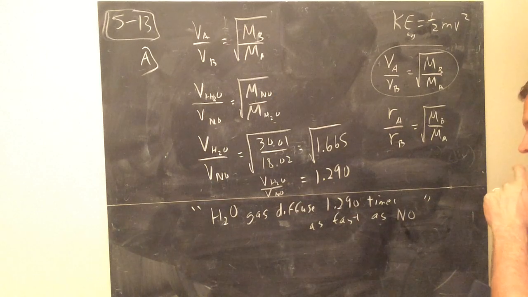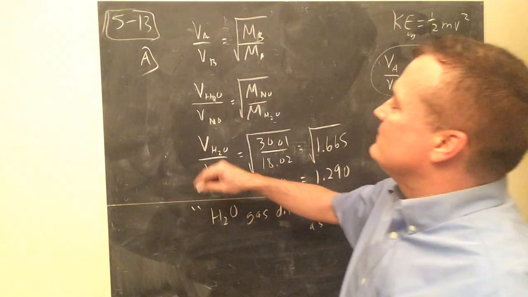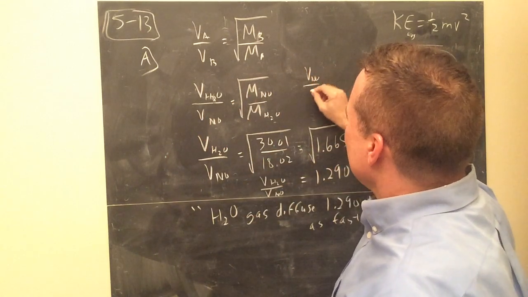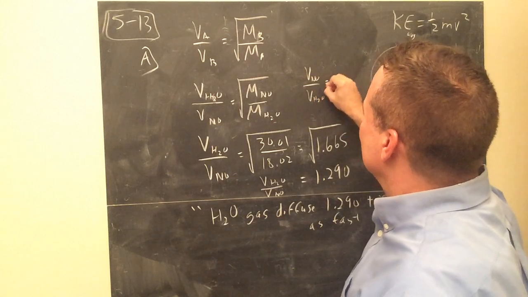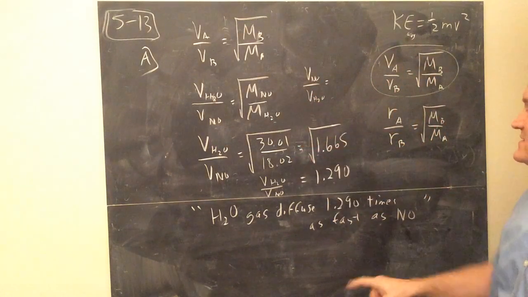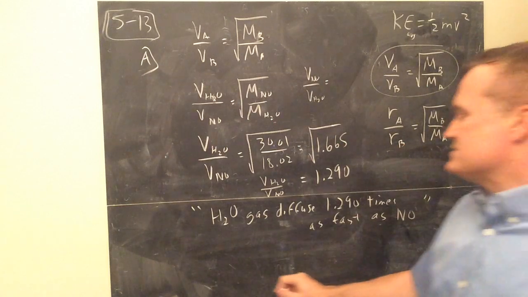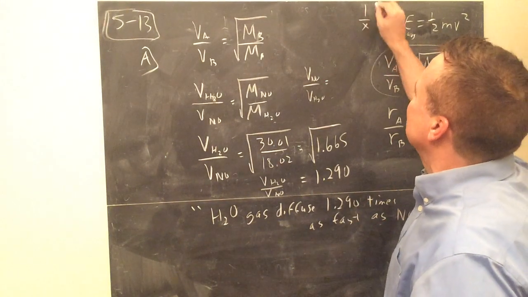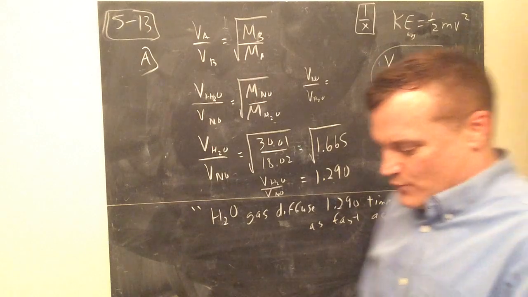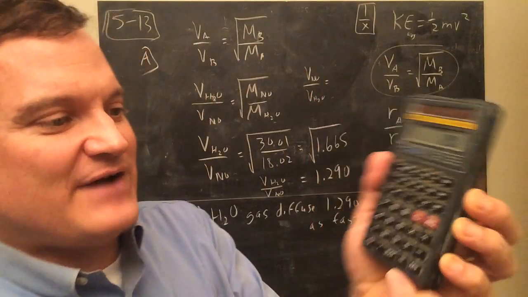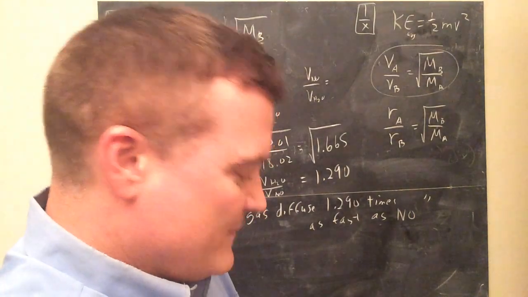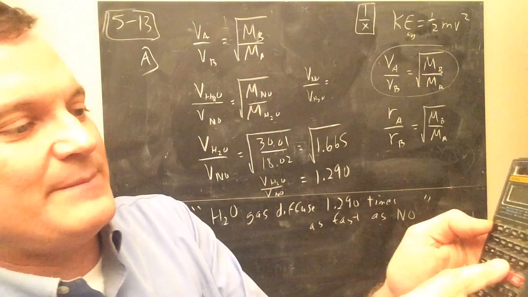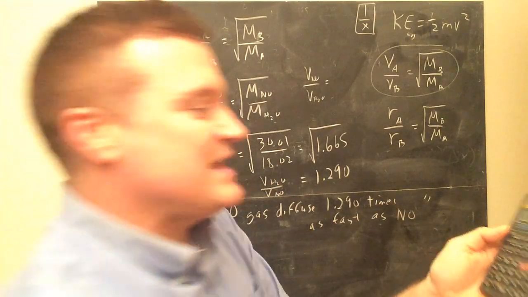Now, what if you had done this problem and you put NO on the top and you put H2O on the bottom? What if you flipped it? Well, then your answer will be the inverse of what you got there. In fact, there's a button on your calculator that looks like 1 over x, an inverse button. If I have 1.290 on my calculator and I take the inverse, where is that 1 over? Oh, there it is. On my calculator, it's the second function above that one. But if I push shift and the 1 over x button, I get 0.7752.